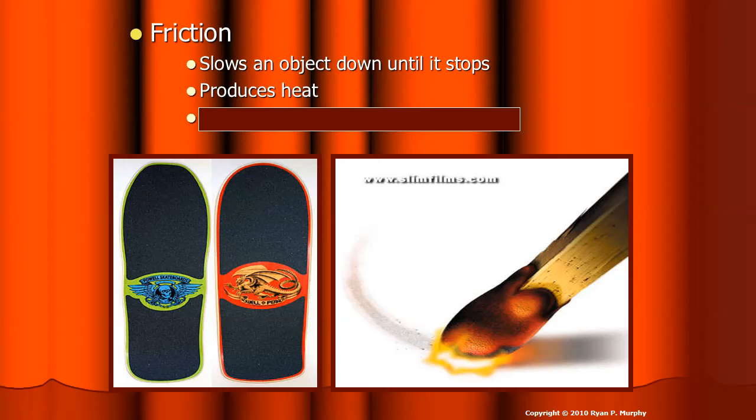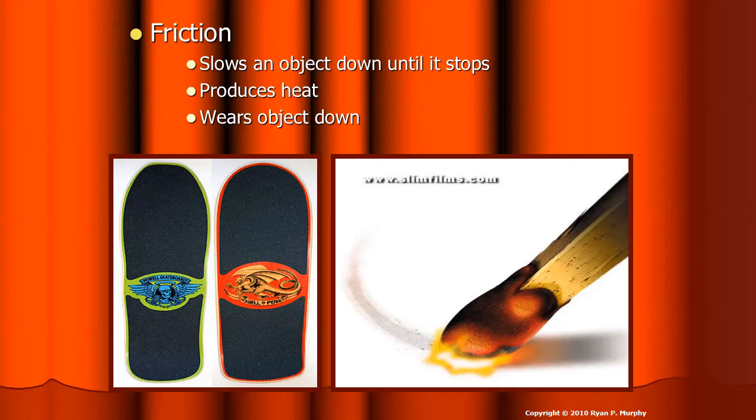Friction basically takes that kinetic energy and turns it into heat energy. And it can also wear an object down, like the head of this match or the soles of your shoes or things like that.